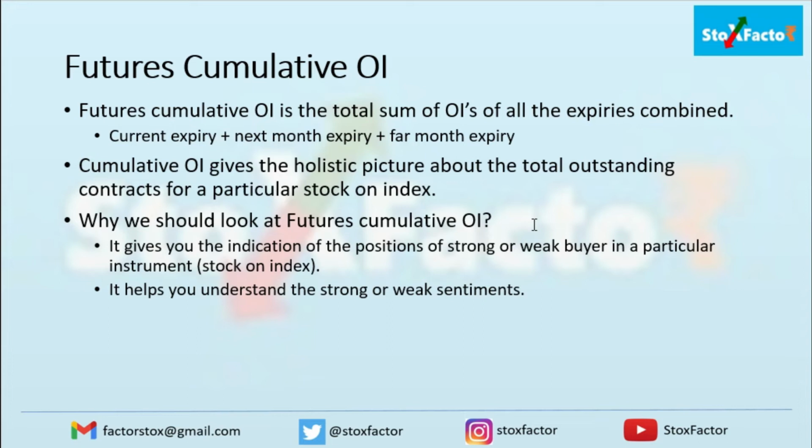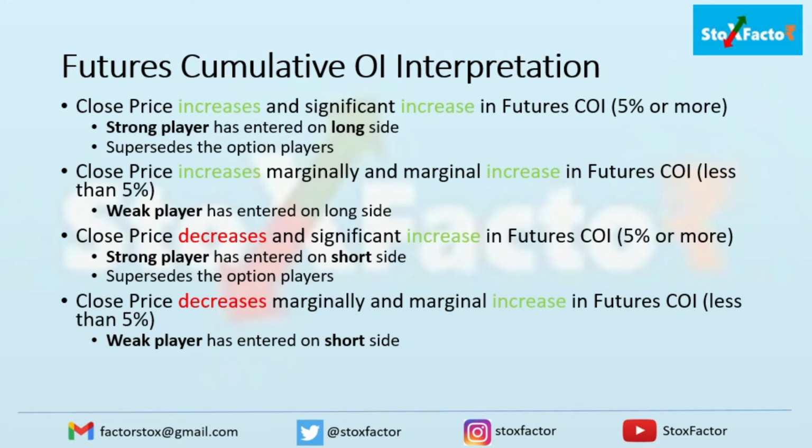So futures cumulative OI gives you the indication of the player, whether it is a weak buyer or a strong buyer, or a weak seller or a strong seller, right? So friends, let's discuss this with all the use cases. As you can see on your screen, we have mentioned 4 use cases, and we'll cover these 4 use cases: why we should look at the cumulative OI and how it matters.